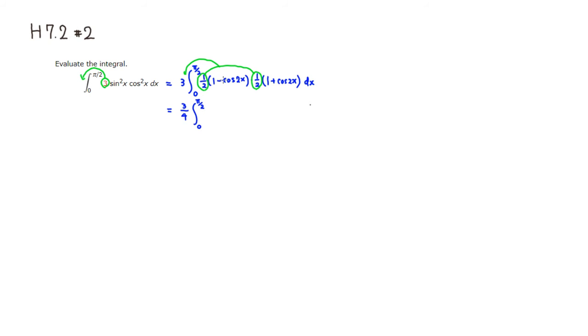I'm going to go ahead and multiply out. This is a minus b times a plus b form, so it's going to be 1 squared, which is 1, minus the other cosine squared 2x, and we have that dx. The interesting thing is that since it's 1 minus cosine squared, that's going to be sine squared. So this right here is actually sine squared of 2x.